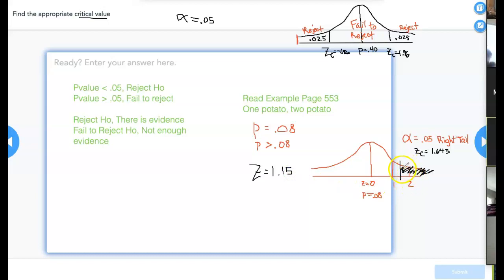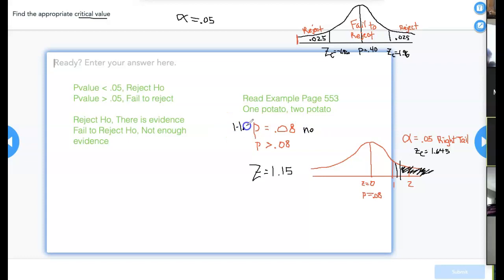1.15 is right about here. Here's 1.645. 1.15 is right about here. That's in the fail to reject zone. 0.095 is not different than 0.08. There's no difference.